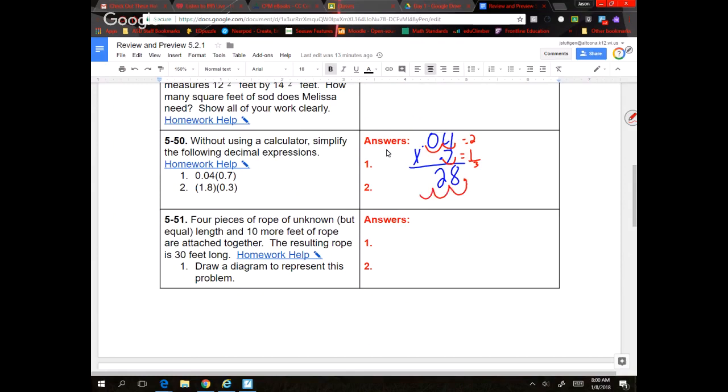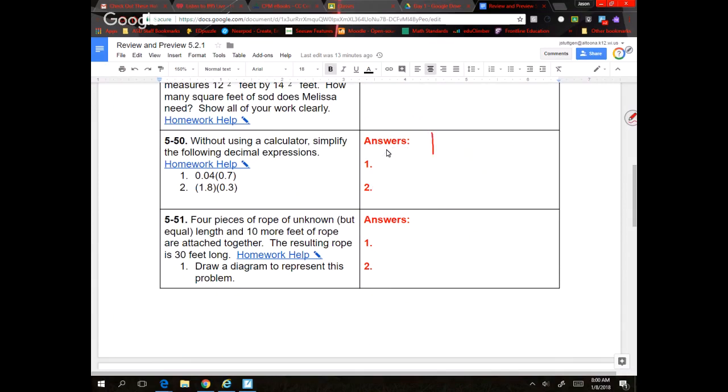1, 2, 3. Your answer should be 0.028, also known as 28 hundredths. Or excuse me, 28 thousandths. That's 28 thousandths. All right.